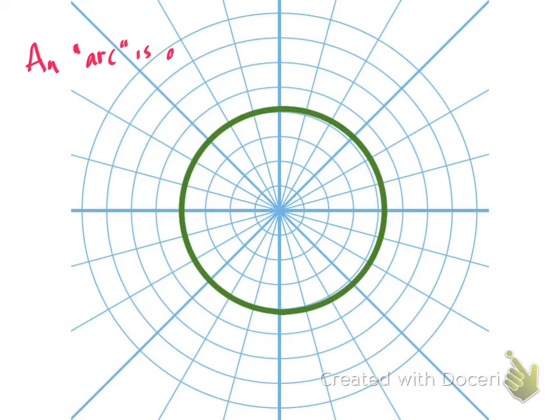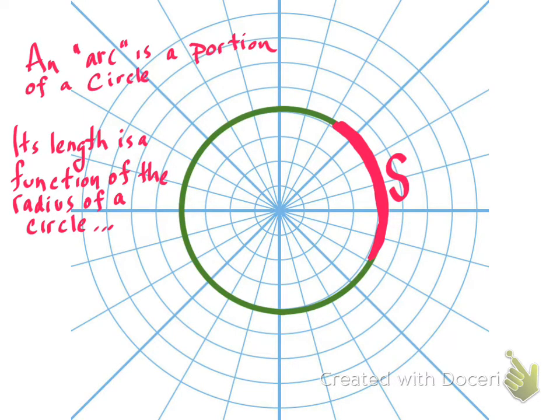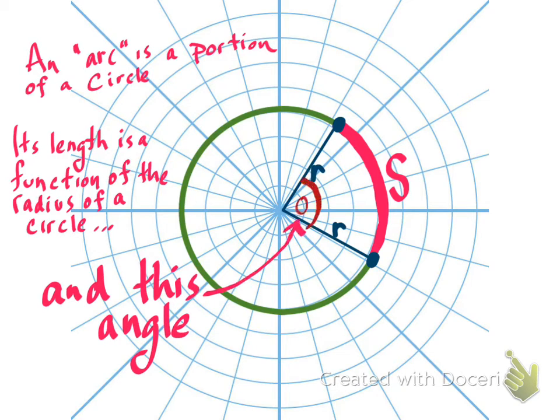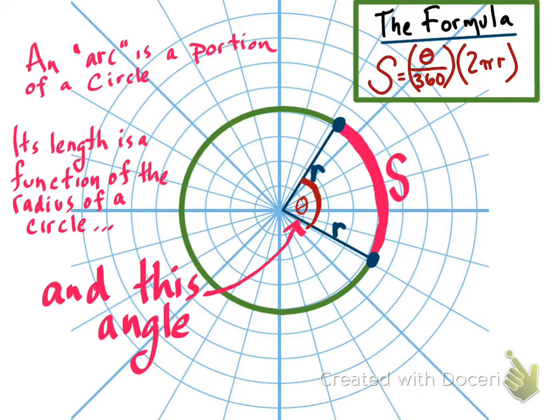Alright, so an arc, if you're not sure what that word means, it's a portion of the circle. Maybe it looks like that, just marked off. We use the letter S to represent an arc's length, and its length is a function of the radius of the circle and the angle in between those two radii right there. That's called a central angle. We'll use the Greek letter theta to represent that. And so here is the formula for calculating the length of an arc. It's theta divided by 360 times 2 pi r. Alright, so that's the formula.